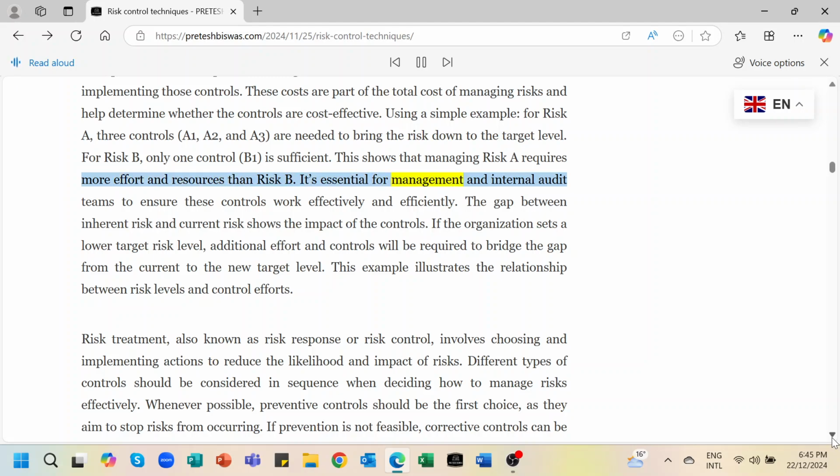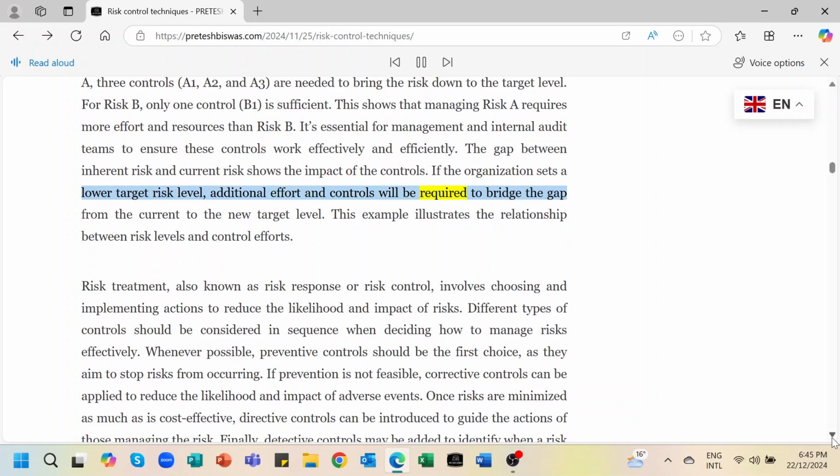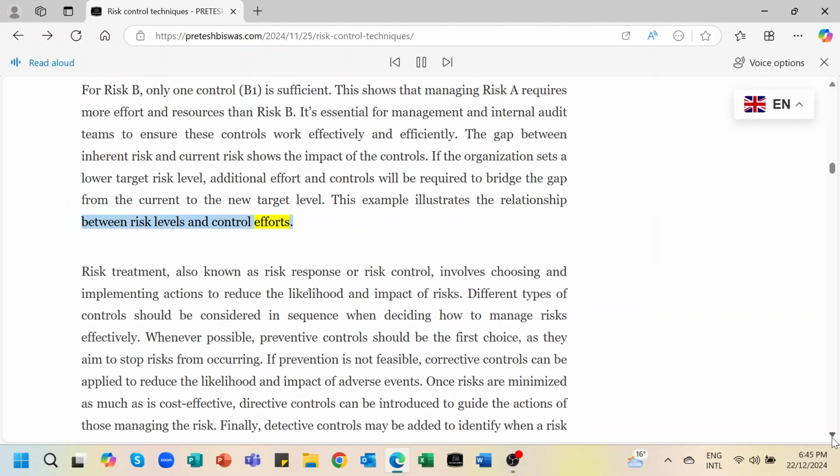This shows that managing risk A requires more effort and resources than risk B. It's essential for management and internal audit teams to ensure these controls work effectively and efficiently. The gap between inherent risk and current risk shows the impact of the controls. If the organization sets a lower target risk level, additional effort and controls will be required to bridge the gap from the current to the new target level. This example illustrates the relationship between risk levels and control efforts.